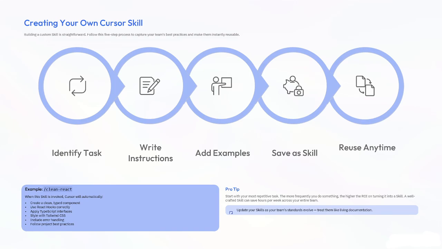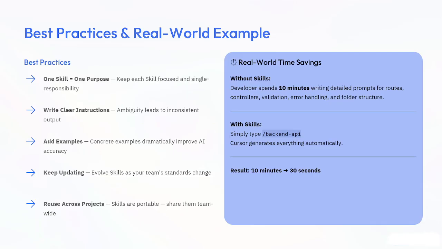So one important tip is to start by creating skills for the tasks you perform most often. The tasks that you are doing more often, just start creating skills for those particular tasks in Cursor. And those skills provide the highest return on investment, trust me. Now we are at the last slide, I can say, of best practices and real-world examples.